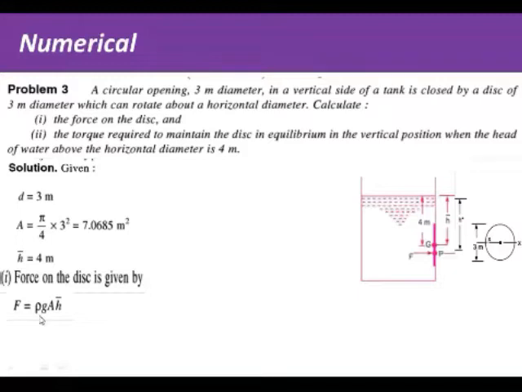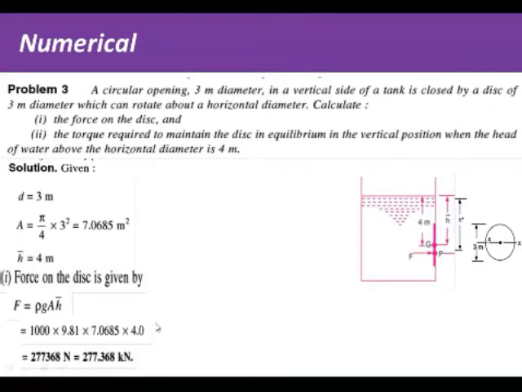Here rho is 1000, g is 9.81, A is the cross section area, that is 7.0685, into h bar. h bar is directly given to you as 4 meter. So calculate this: 1000 into 9.81 into 7.0685 into 4. The answer comes out to be 2,77,368 Newton. If you divide by 1000, it will be 277.368 kilonewton.